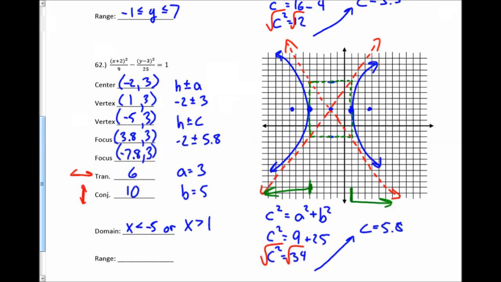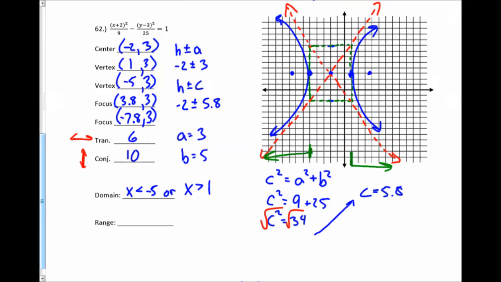In terms of the range, as I go up and down on this thing, the range is everything. All the y values are covered, so the range is all real numbers.